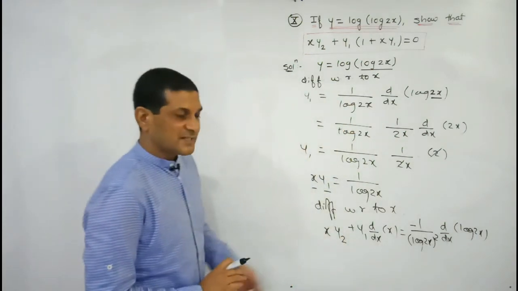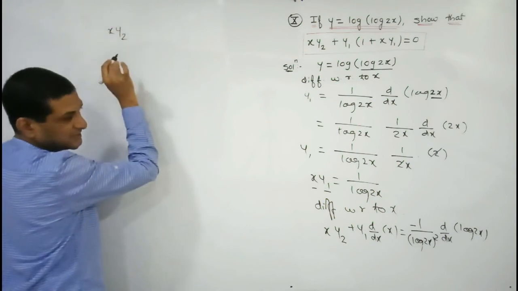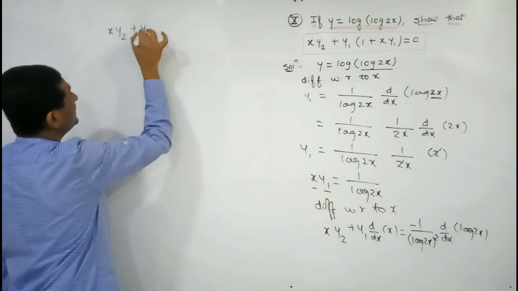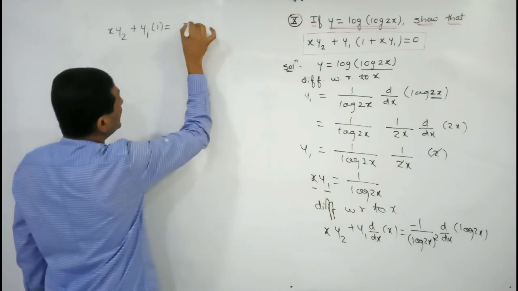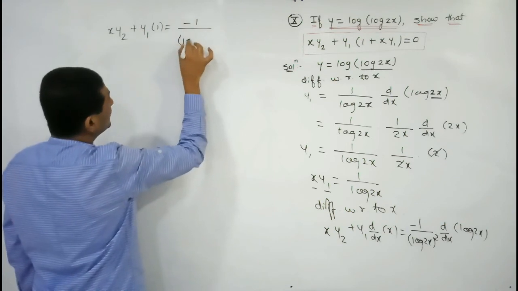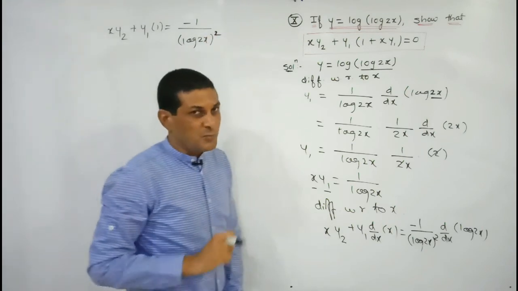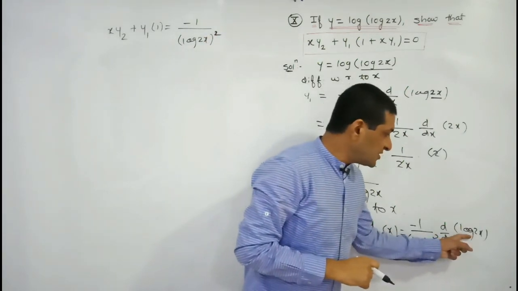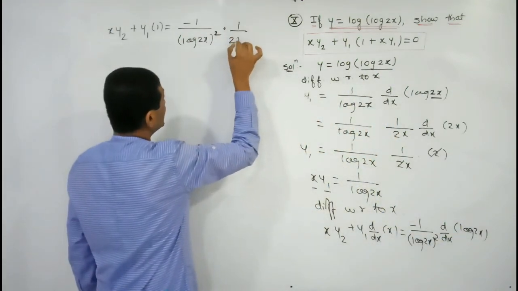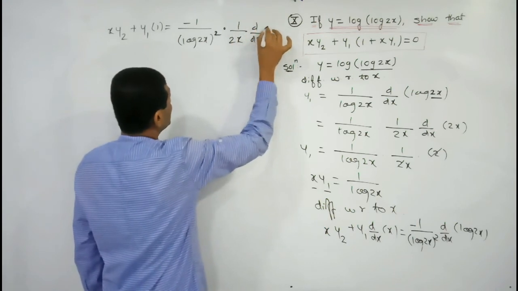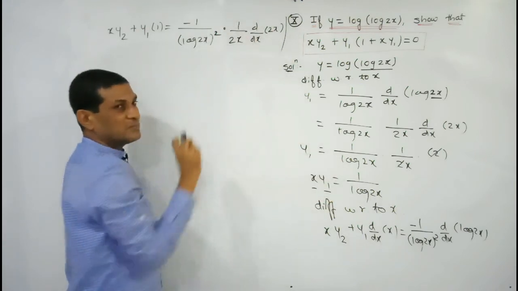Okay, now let us simplify it. On this side x into y2 keep it as it is, plus y1 into 1, the derivative of x is equal to 1, and on the right hand side minus 1 upon log 2x whole bracket square as it is. Now we are finding the differentiation of log 2x. We can observe that this function is in the form of log f of x. What is the derivative of log f of x? 1 upon f of x, where f of x is 2x, into the derivative of f of x, meaning the derivative of 2x. The derivative of log 2x is 1 upon 2x into the derivative of 2x, isn't it?